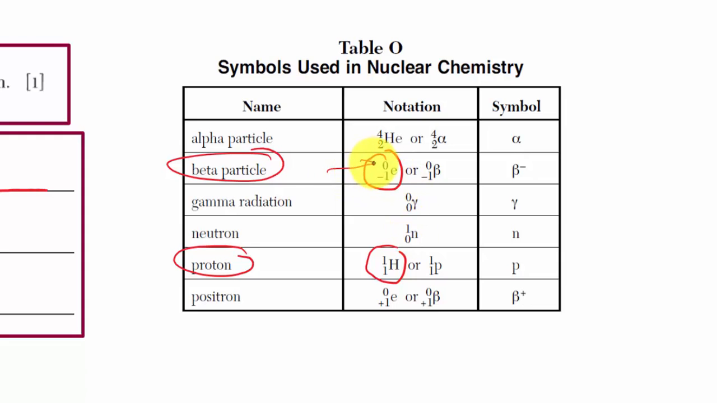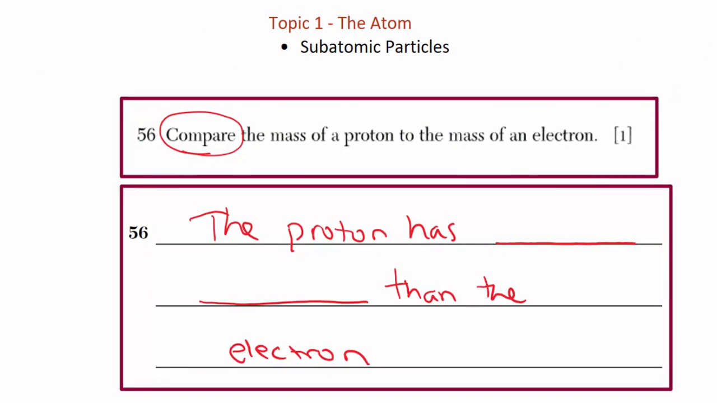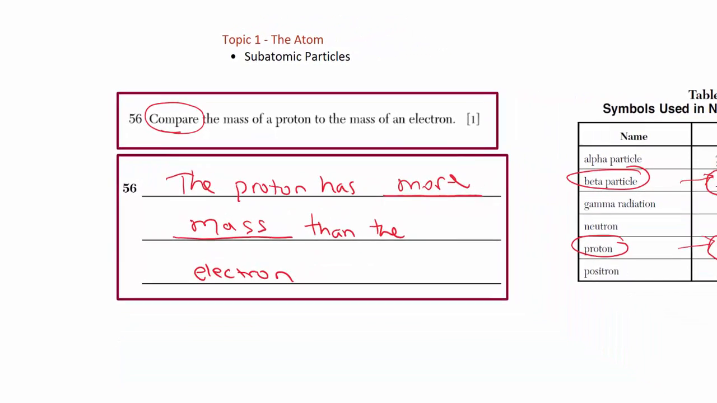The electron has virtually no mass when compared to the proton. In fact, the electron is usually considered to be about 1/1800th the size of a proton. So how do we put this into simple words? Well, let's keep it really simple. The proton has more mass than the electron. You could also say the electron has less mass than the proton. Say it any way you want, but we don't even have to be numerical here. We're just going to say which one is larger.